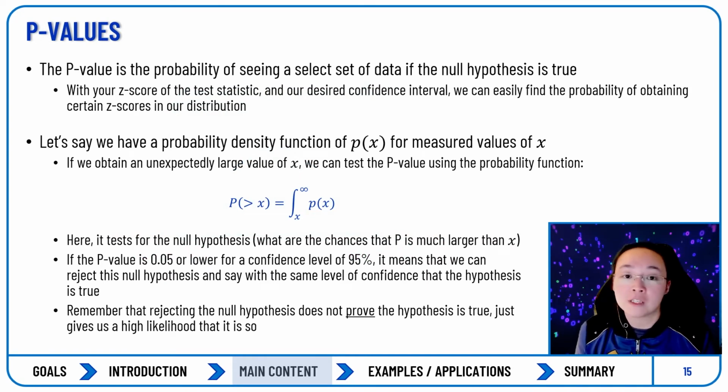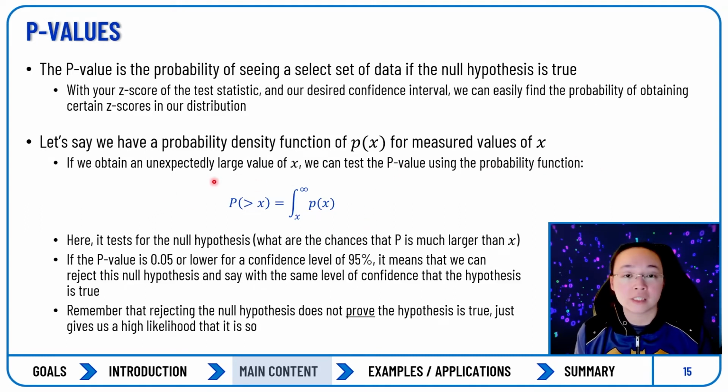So a p-value is basically the probability of seeing a select set of data if the null hypothesis is true. With the z-score that we have from before of the test statistic and our desired confidence level, we can easily find the probability of obtaining certain z-scores in our distribution. So if we have a probability density function for a measured value of x, like this, if we obtain an unexpectedly large value of x, we can test the p-value using the probability function.